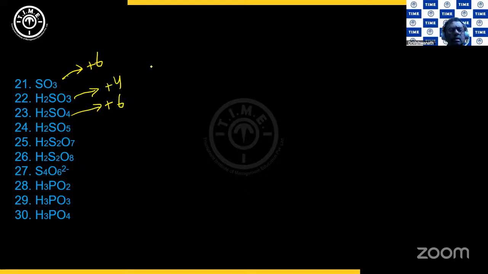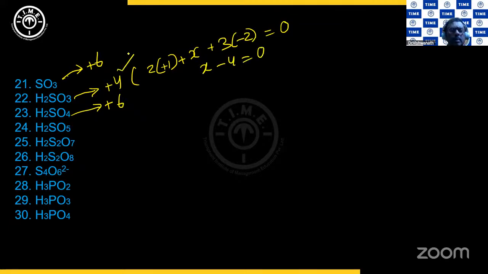We'll do this 22nd one. How this has come. 2 hydrogens, so 2 into +1. Plus sulfur, which you're going to find out. Plus oxygen is -2, and that whole thing is equal to 0. So X - 4 equals 0, so X is +4. Now look at this H2SO5. We need to look at the structure, because in some cases you'll find that the oxygen is not the normal oxygen. Normal oxygen has an oxidation number of -2, but this is not the normal oxygen here.